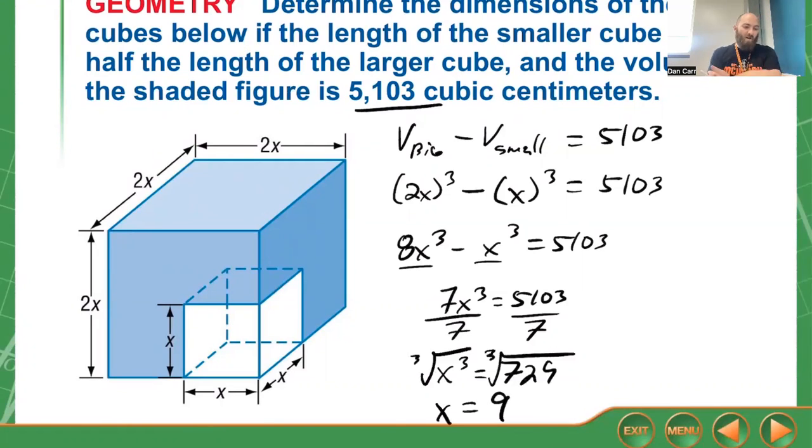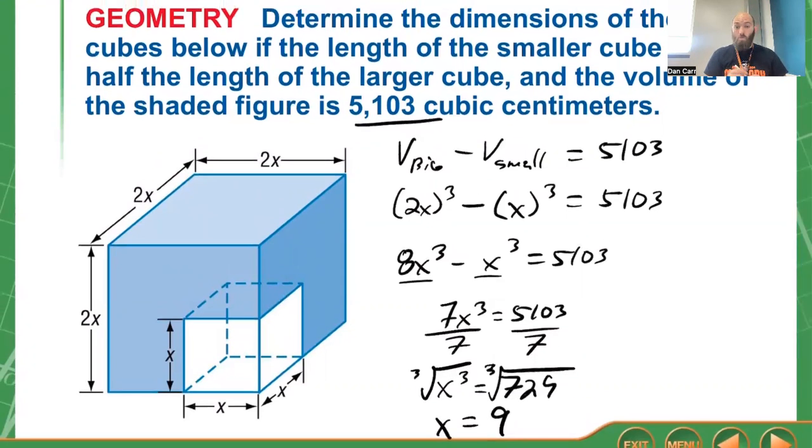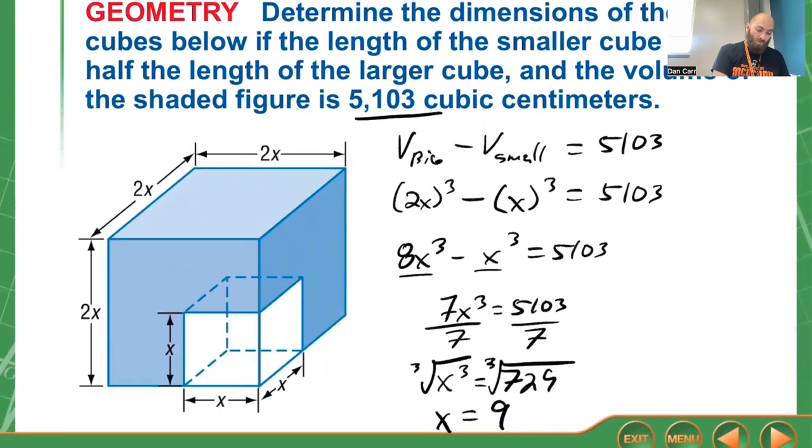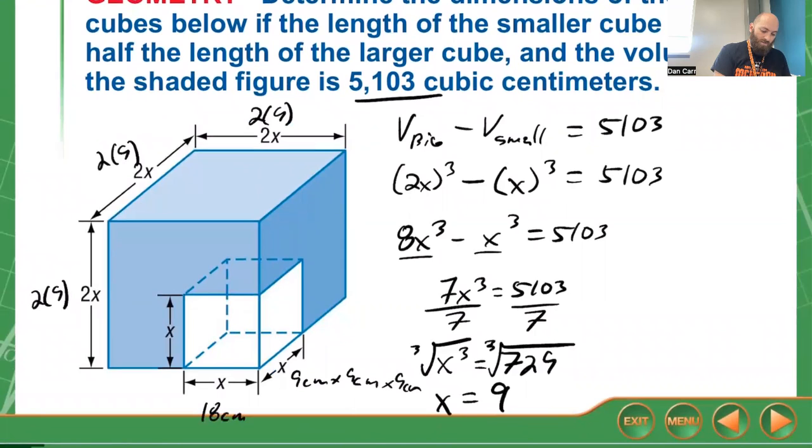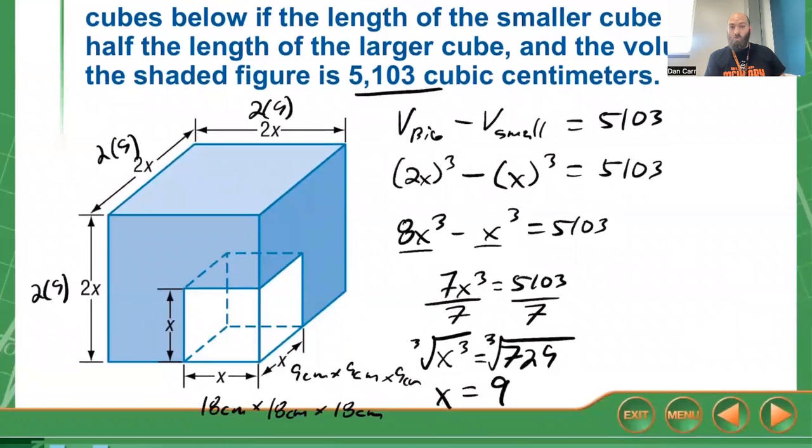So the question says, determine the dimensions of the cubes below. We just found it to be 9 right here, and we're dealing with centimeters. So the small cube is going to be 9 centimeters by 9 centimeters by 9 centimeters. The larger one is 2 times 9 in all the cases, so the larger one is going to be 18 centimeters by 18 centimeters by 18 centimeters. And that's the dimensions of both cubes in this case.